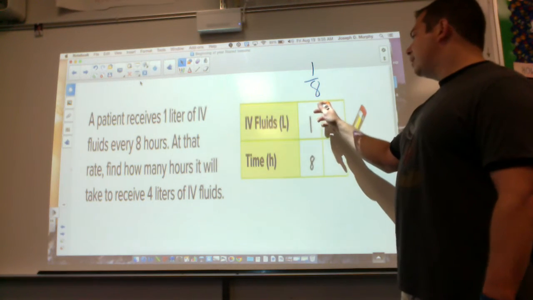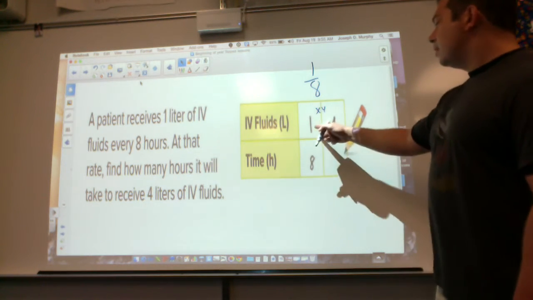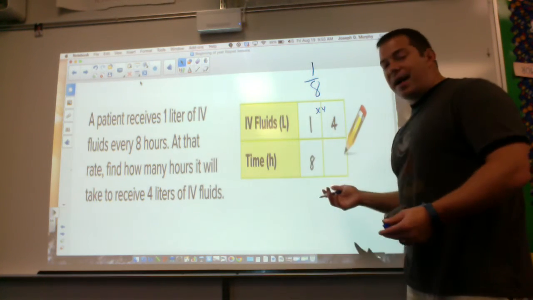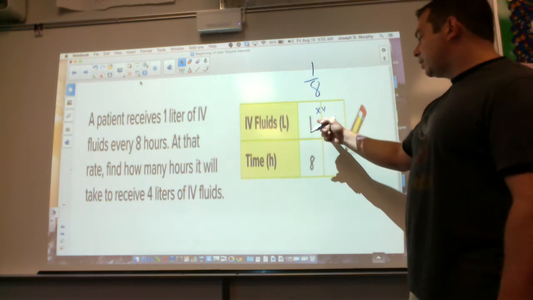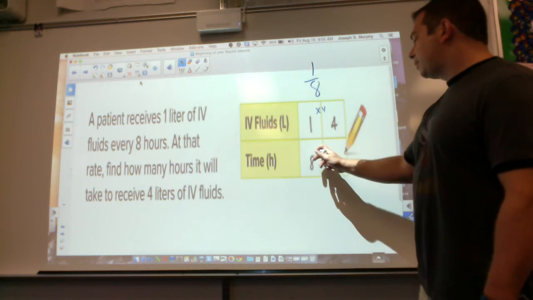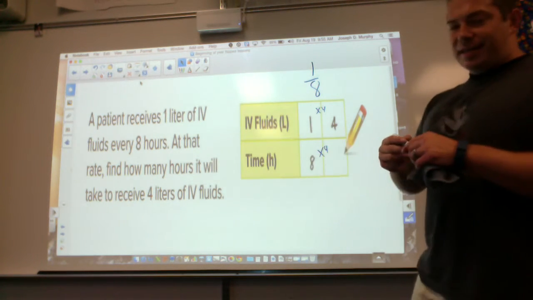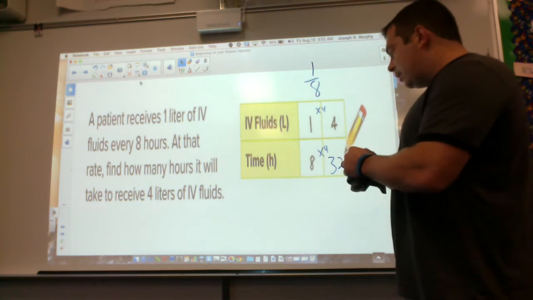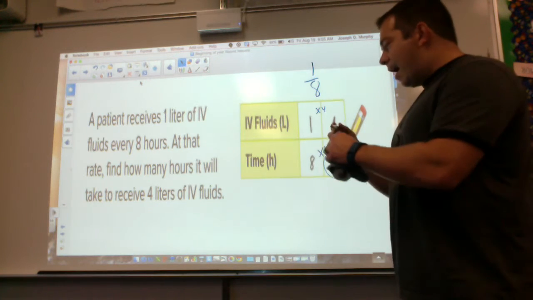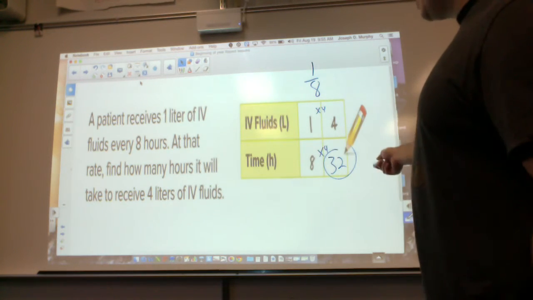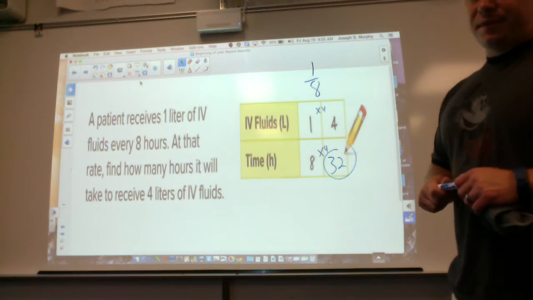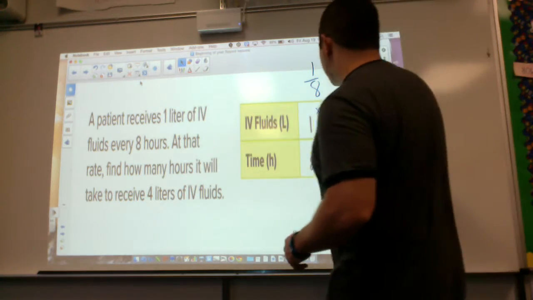So I did 1 times 4 equals 4. Whatever I do to my top part, I do to my bottom part. So if I multiplied 1 times 4, I'm going to have to multiply 8 times 4. And 8 times 4 equals, you guessed it, 32. So it would take 32 hours to receive 4 liters of IV fluids. All right, let's try another example.